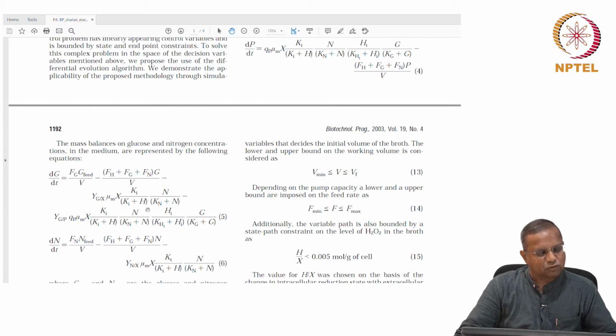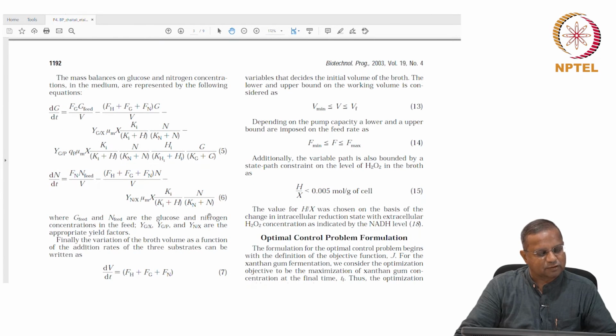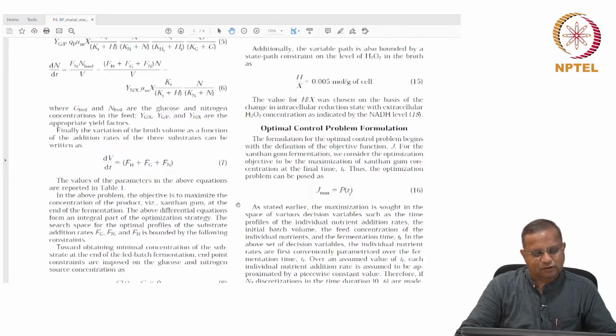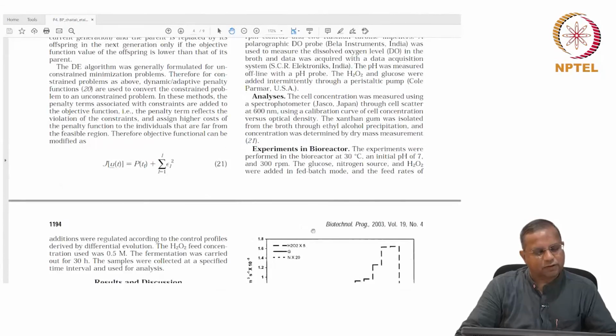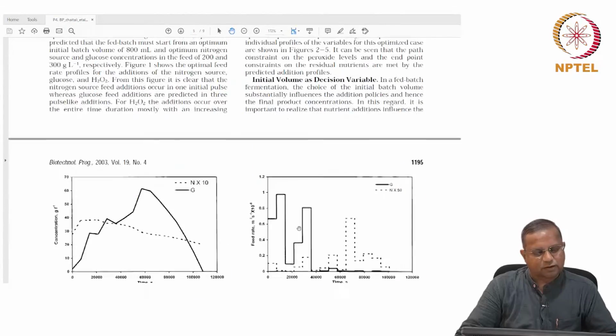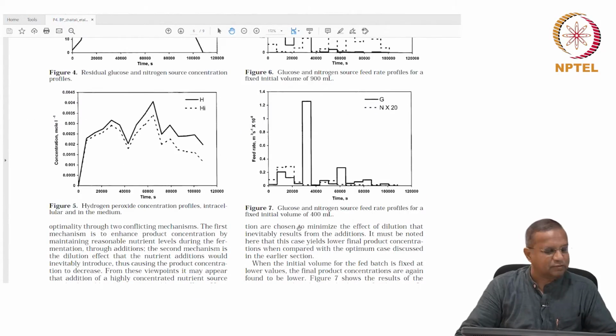This is the glucose mass balance, this is the nitrogen mass balance, and so on. And this was formulated as an optimal control problem. Experiments were done and good results shown. Okay.